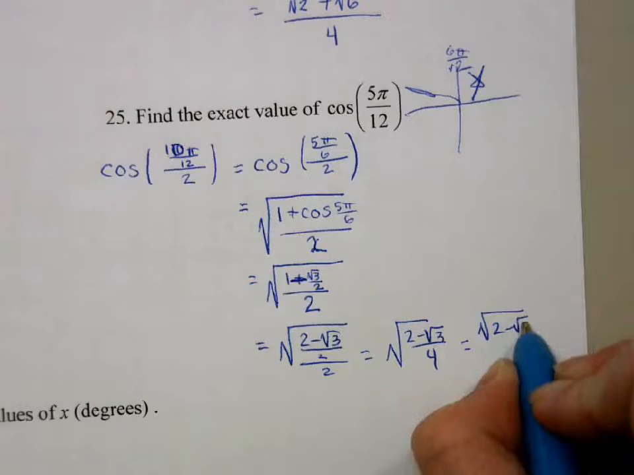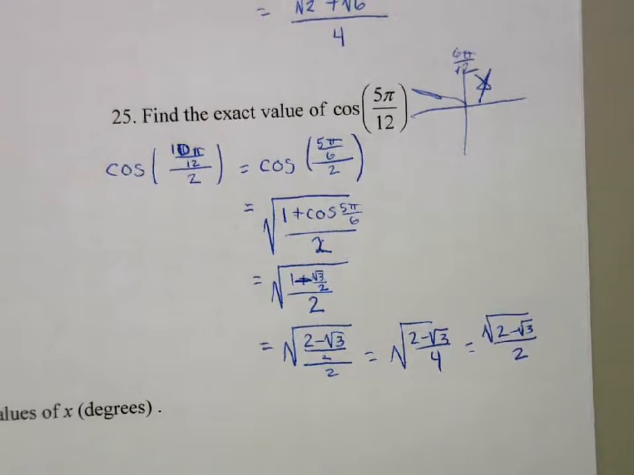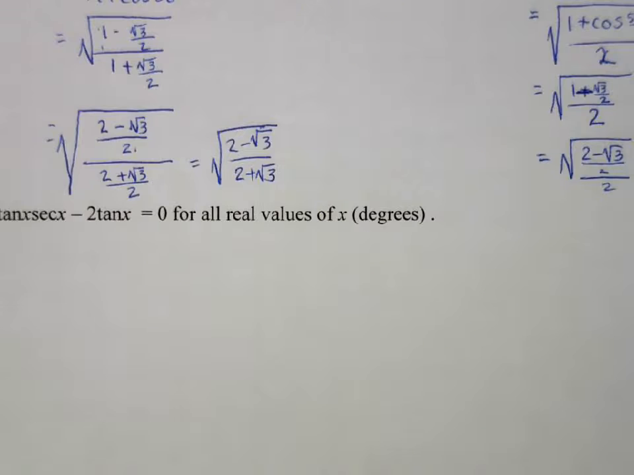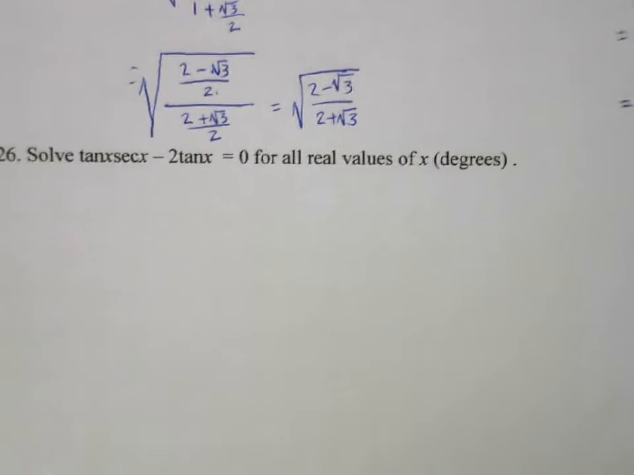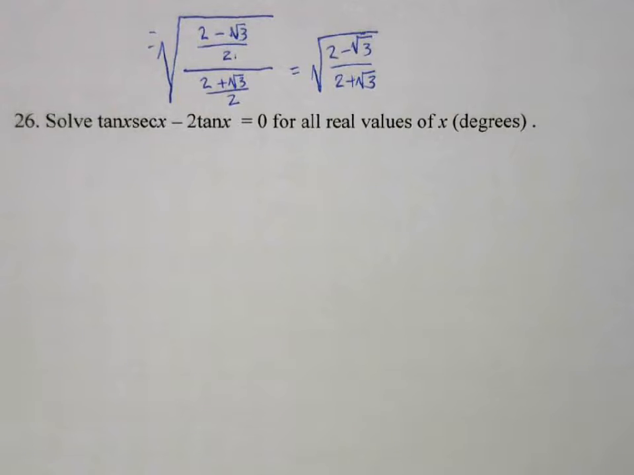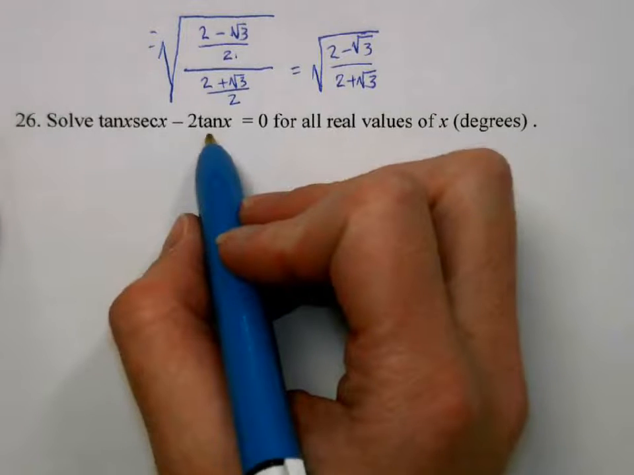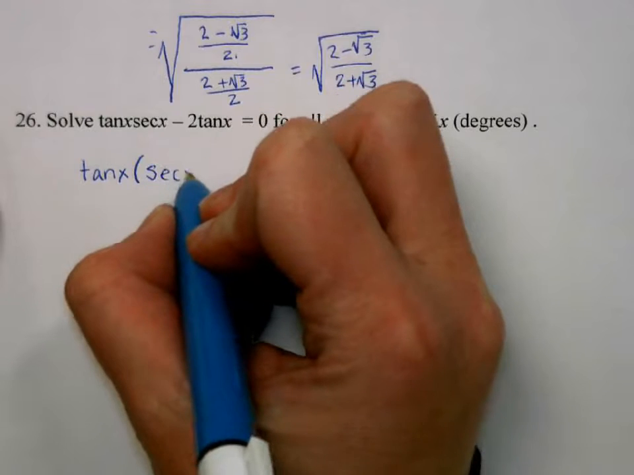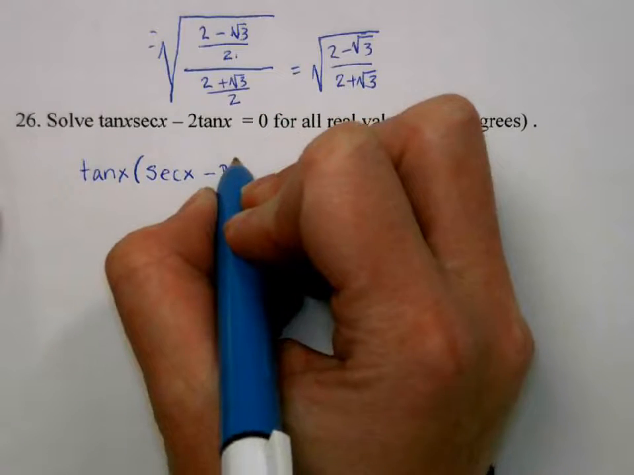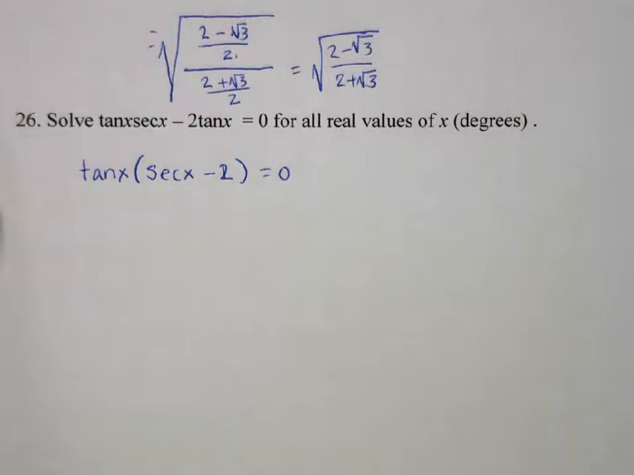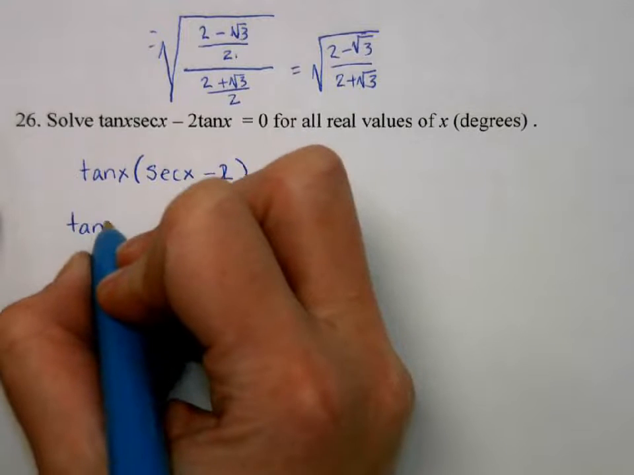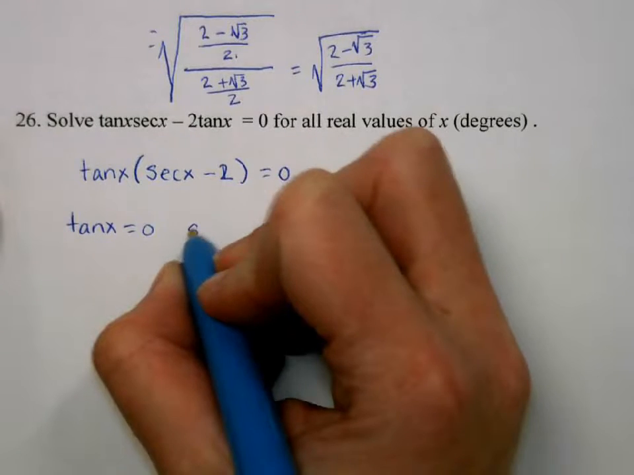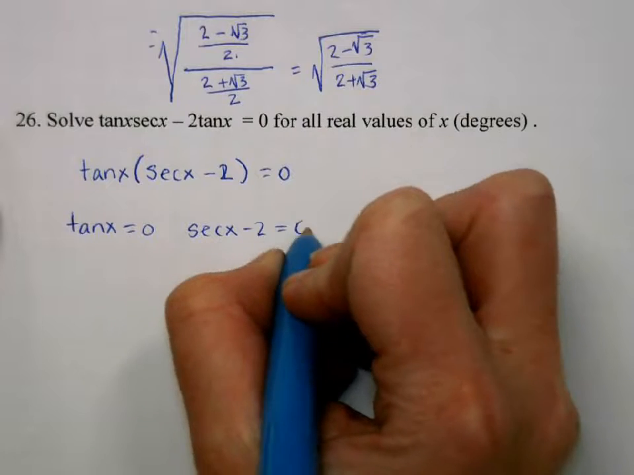All right. And the last thing you're going to have on your test is solving trig equations using various techniques. This first one, I'm going to factor. Okay, and then we can set each of those equations equal to 0. So tangent x equals 0, secant x minus 2 equals 0. That only works if this is 0. So we're looking for all values where tangent is 0.